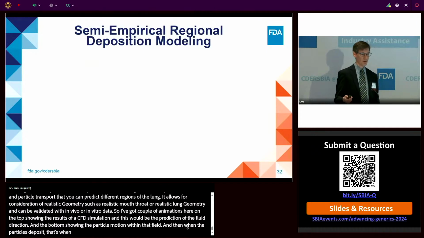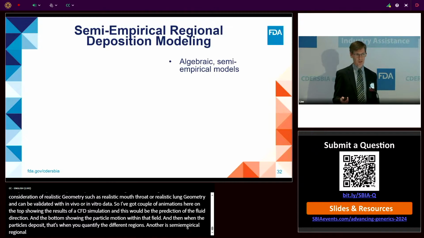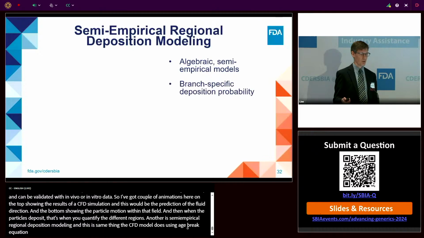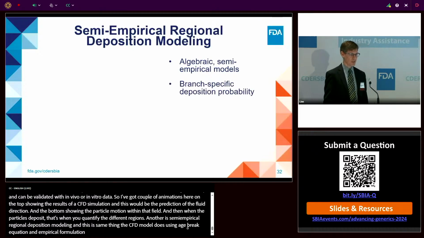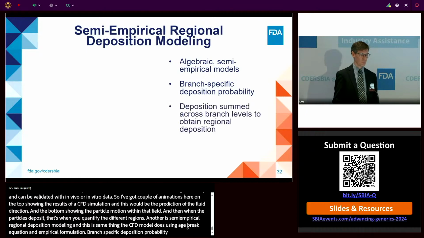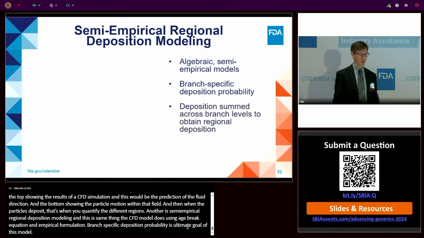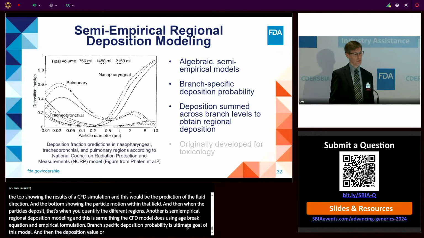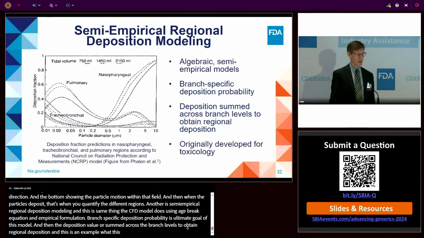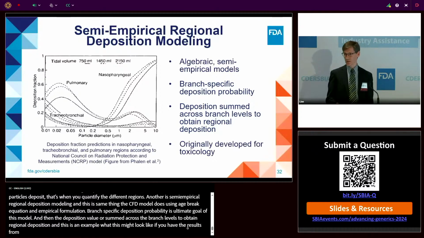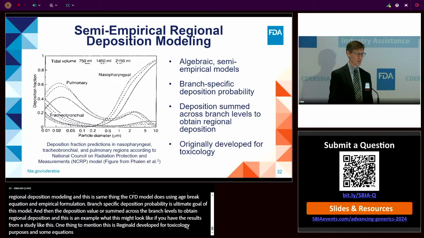Another type of modeling is semi-empirical regional deposition modeling. So this is essentially doing the same thing that the CFD model does. It just has a different mathematical formulation using algebraic equations and some empirical formulations. Branch-specific deposition probability is the ultimate goal of this model. And then the deposition values are summed across the branch levels to obtain regional deposition. And this is an example of what this might look like if you have the results from a study like this. One thing to mention is that this was originally developed for toxicology purposes, and some of the equations have been changed a little bit to fit for a pharmaceutical application.